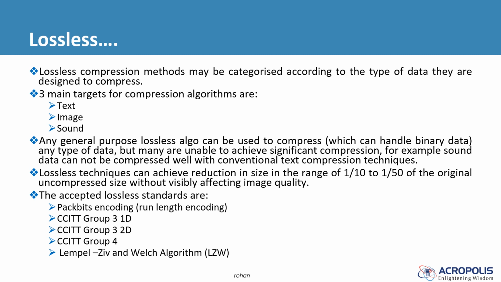Lossless techniques can achieve a reduction in size in the range of 1 to 10 to 1 to 50 of the original uncompressed size without visibly affecting image quality. The accepted lossless standards are packet bit encoding, run length encoding, CCITT group 3.1D, CCITT group 3.2D, CCITT group 4, and the Lempel-Ziv and Welch algorithm.